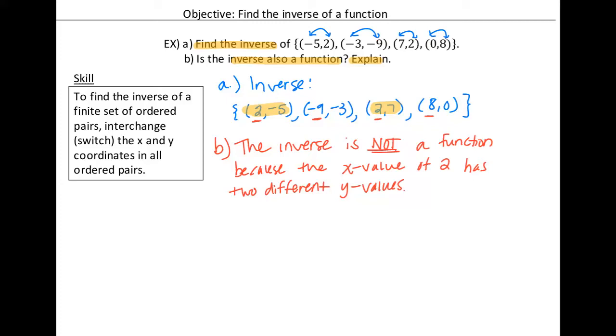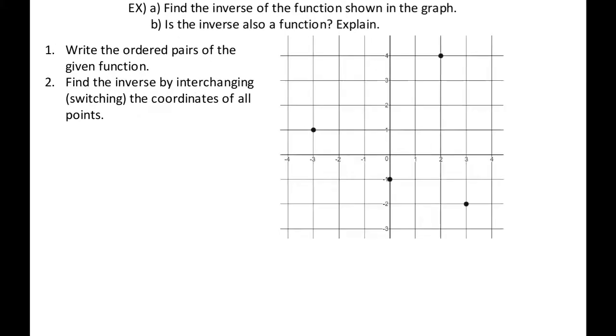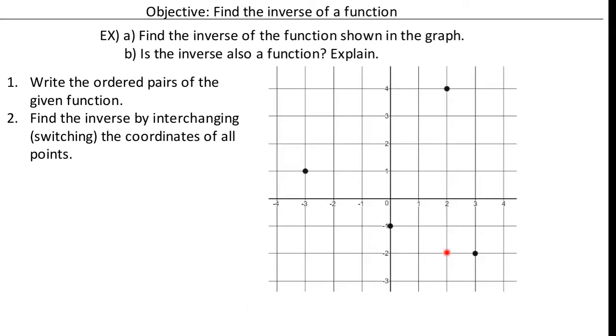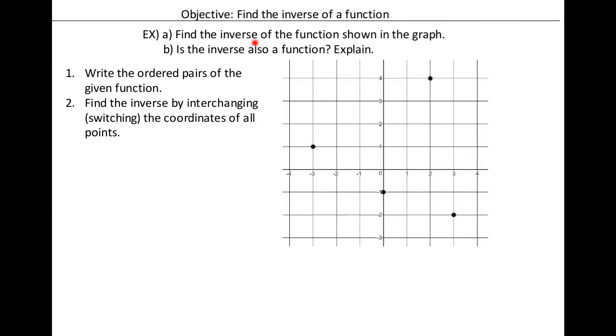All right, so now let's look at a different example. Let's say I have a graph this time with just dots. The directions say to find the inverse of a function shown in the graph, and then is the inverse also a function, and we need to explain. And then the directions are given to us here. It says write the ordered pairs for the given function, and then find the inverse by switching the coordinates of all the points, okay? So first you need to get the coordinate points for each point.